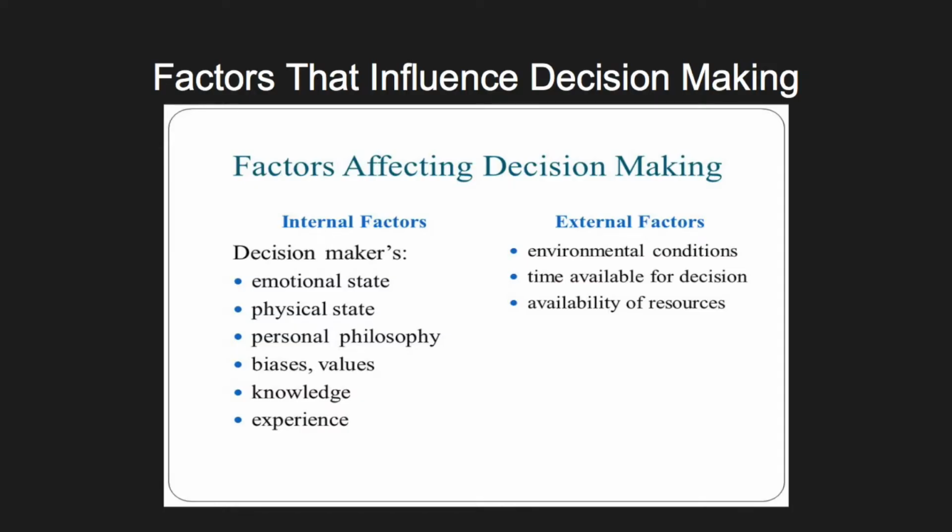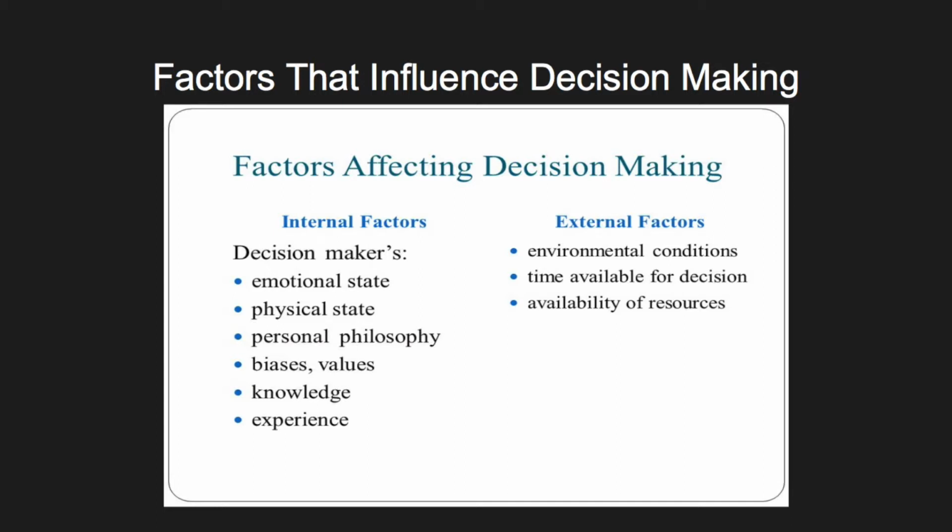There are many factors that can influence a decision. These factors can be separated into 2 groups, internal and external factors. Internal factors consist of emotional state, physical state, personal philosophy, biases, values, knowledge, and experience. For example, if you're going into the decision-making process stressed out or tired, there's a greater chance you make a poor decision. Also, what you value and know from previous decisions can have a big influence on the decision you make. This can also be a negative because sometimes the decision you're familiar with isn't always the best for other situations.